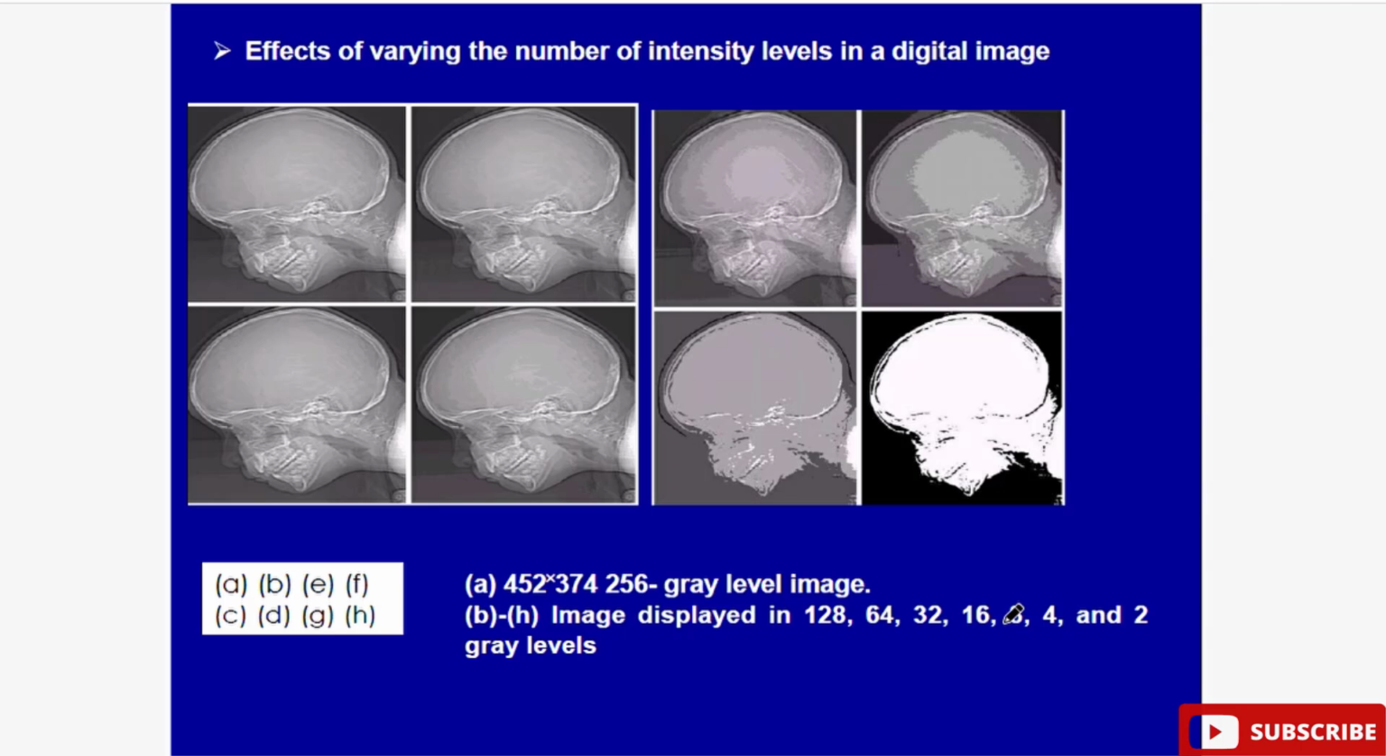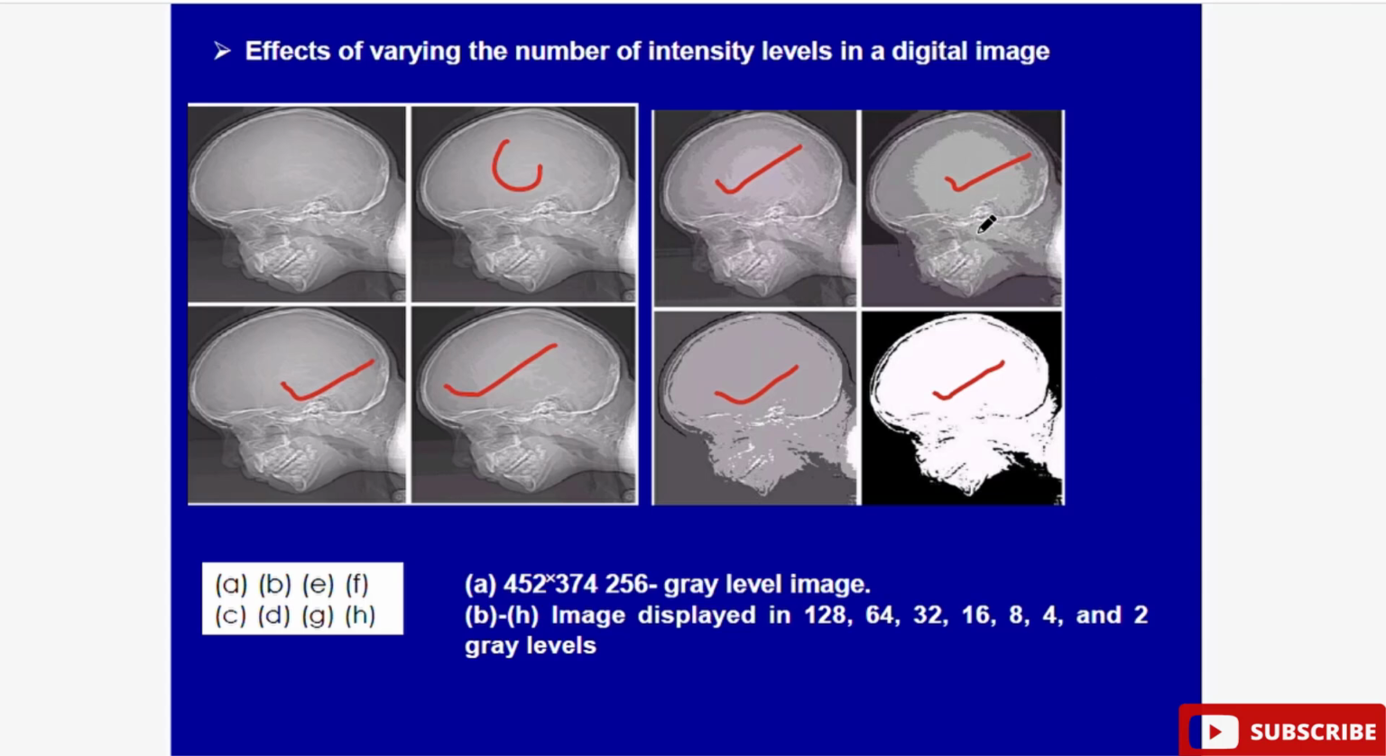Then coming to the effects of varying the number of intensity levels in a digital image, meaning intensity resolution. See the first one, it is of 256 gray levels, a normal gray level image, the original image. Then the second one, B to H, the image is displayed in 128, 64, 32, 16, 8, 4 and 2 gray levels. This is the 128 image, this is 64, this is 32, this is 16, 8, 4, 2. What is the meaning of an image with two intensity levels? It is nothing but binary, black and white.